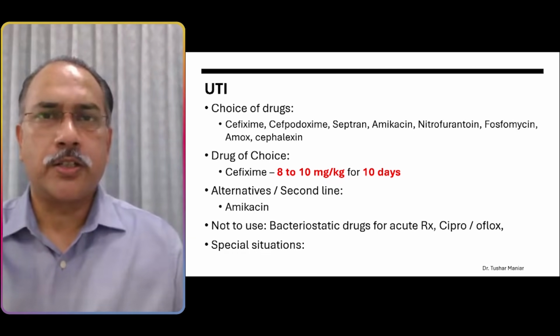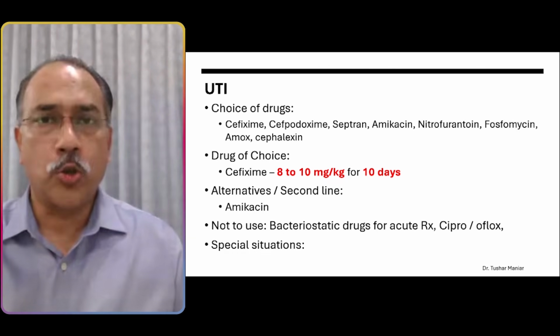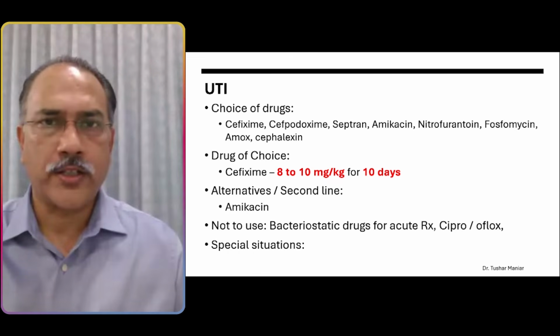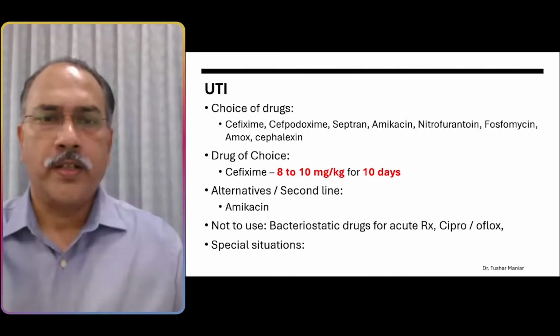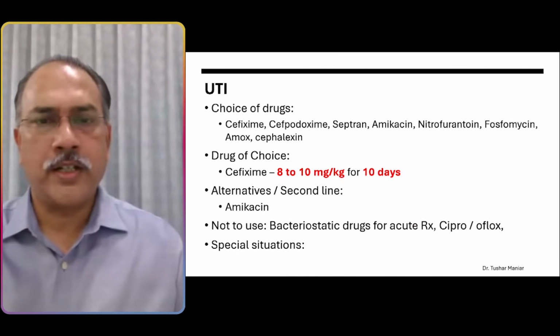You will be sending a repeat culture, and then if it shows resistance to cefixime and the child is not responding, then you will consider second line alternatives, which could be an aminoglycoside in the form of amikacin.